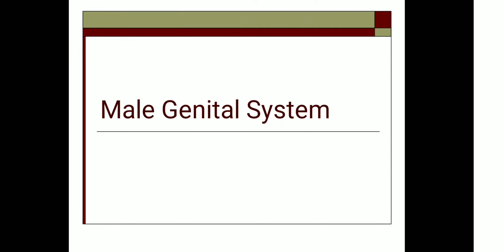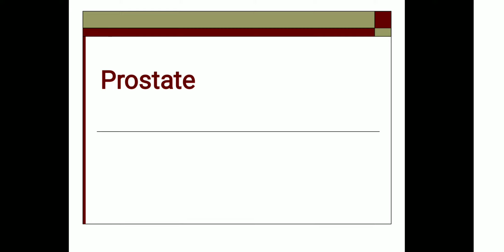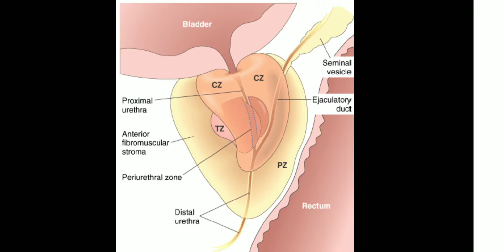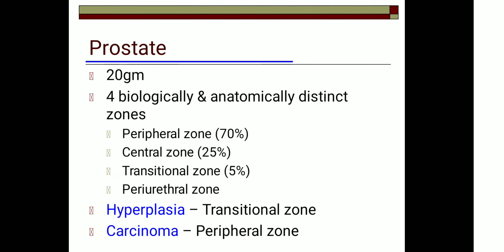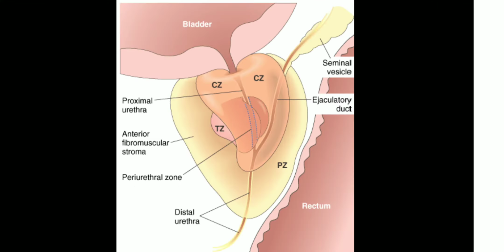Okay, students. So we will see the other topics in male genital system today. So what are the lesions you see in prostate? Before going to that, we'll see a few anatomical aspects. You know that prostate is traversed by a segment of urethra, and that divides the prostate into different zones. Which are the different zones? This is the peripheral zone, central zone, transitional zone, and the periurethral zone. Okay, so these are those zones.